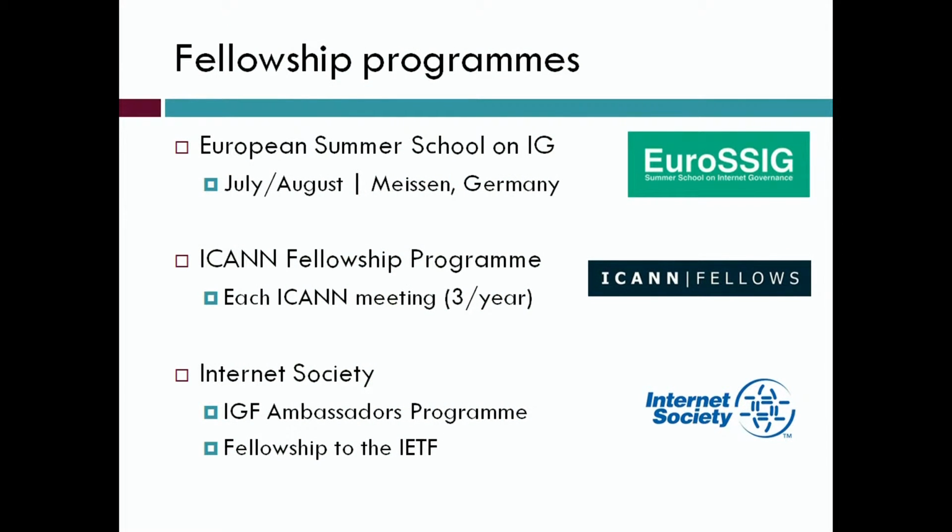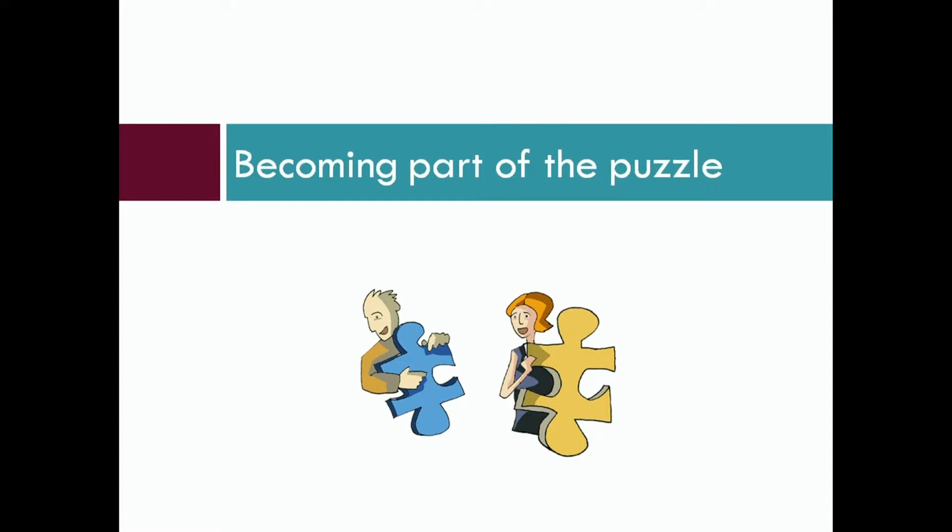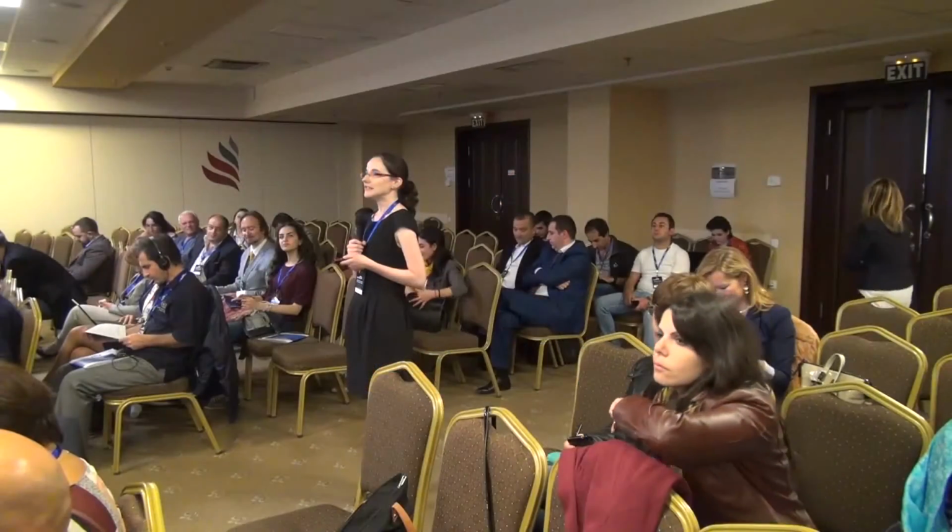Internet Society also offers fellowship programs for the IGF, for the IETF, and a couple of other meetings. So, if we put the pieces together and we understand what internet governance is, what is the next step? It's actually becoming part of the puzzle, so contributing to putting it together or to building the building I showed at the beginning. How do we do this?